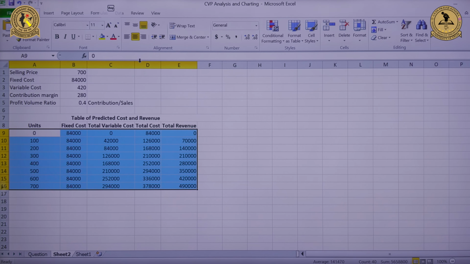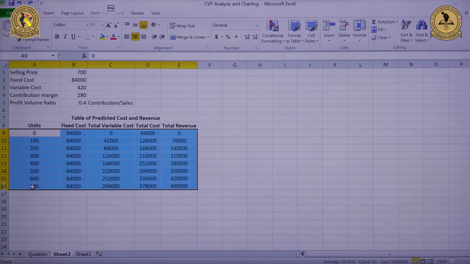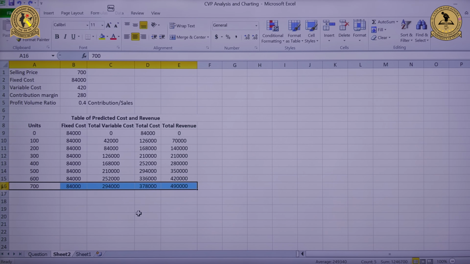Now in this way I have computed my predicted cost and revenue at different levels of output ranging from 0 to 700. The revenue is 0 at 0 level of output, while the revenue is 4,90,000 against 700 units of output. Now the next step is the preparation of the CVP graph of this ABC Limited. We can prepare this CVP graph based upon the information available through total cost and total revenue.